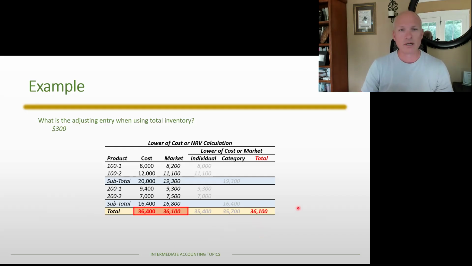All right, well, hopefully that covers lower of cost or market. We're going to be doing some more estimation techniques going forward, but we'll stop for now.